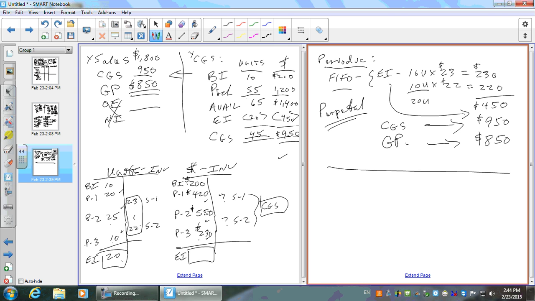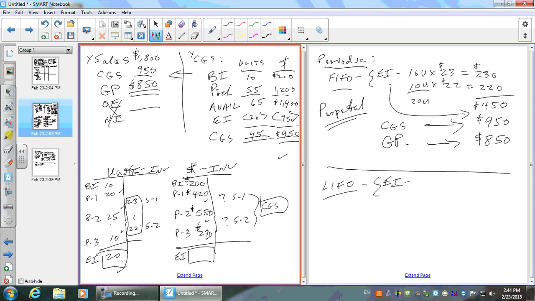Okay, so let's try periodic again, but this time let's do LIFO. What's LIFO going to look like? Well, you got an ending inventory, don't you? How many units are in ending inventory? It's the same company, they're just using a different accounting method. How many units in ending inventory, everybody? 20.